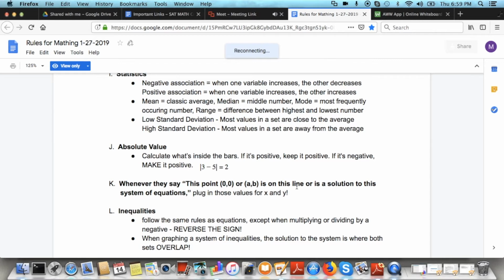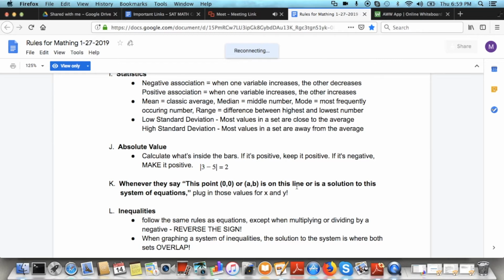Calculate what's inside the bars. If it's positive, keep it positive. If it's negative, make it positive. There you go. Okay, great. And I've got an example here. We got the absolute value of 3 minus 5.